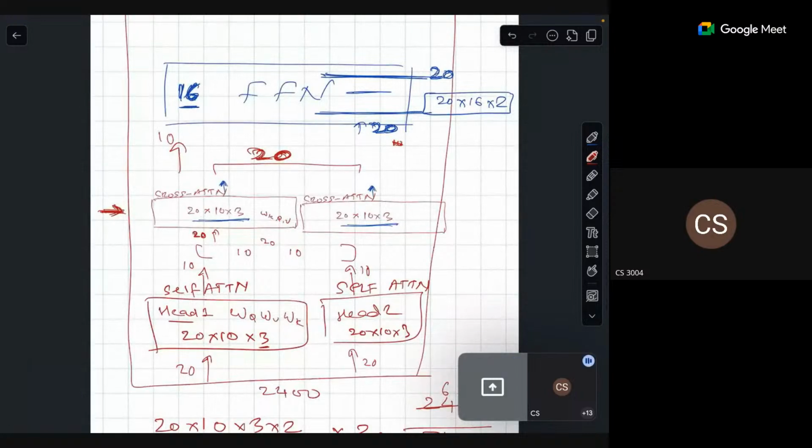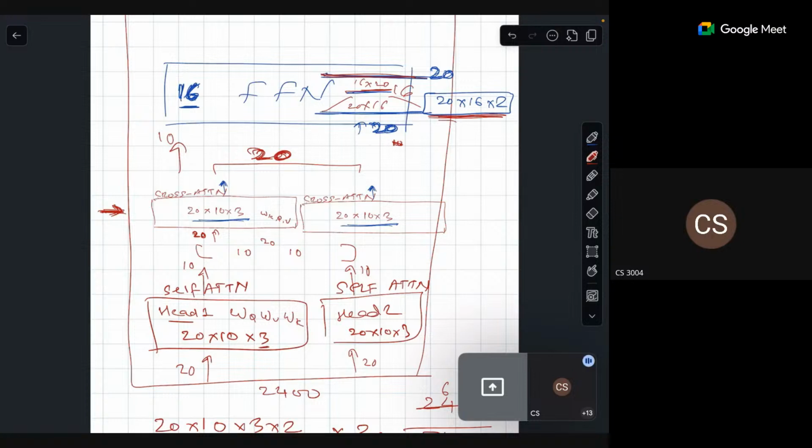But I think there is a mismatch in the answers. Wait, when you do the feed forward layer, let's say you have an output size of 20. Then you first put a hidden layer of 16. There will be two kinds of weights: the weights which go into the hidden layer, and others which come out of the hidden layer. So this will be 20 cross 16, and this will be 16 cross 20. That's why we have 20 cross 16 into 2.